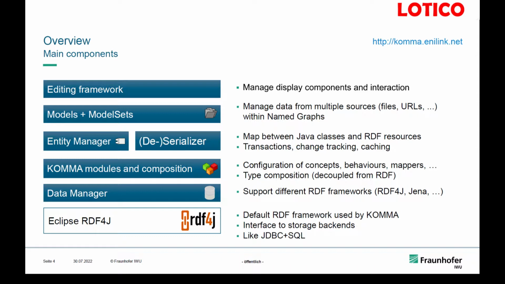Now we have the layer that manages named graphs. It enables you to work with data from multiple sources, for example, from files, URLs, or something like this. And this is the layer that was called resource sets and resources in the Eclipse Modeling Framework, but here it's called models and model sets in RDF.